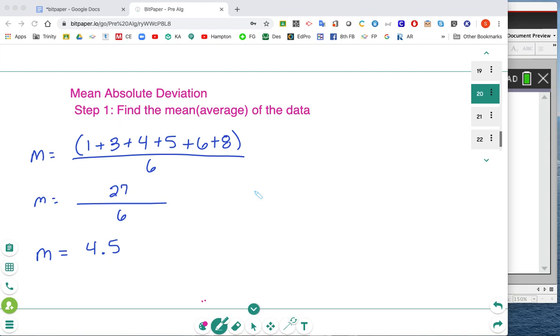Next, we're going to do step 1, which is to find the mean or the average of the data. When we find the mean, we're finding the number that would be in the middle of this data after we put it in order from least to greatest. The way that we do that is we take our 6 numbers and put them in the numerator of a fraction, and add them together. Then we count the numbers: 1, 2, 3, 4, 5, 6. We have 6 numbers in our data set, so that's the number that we're going to divide by.